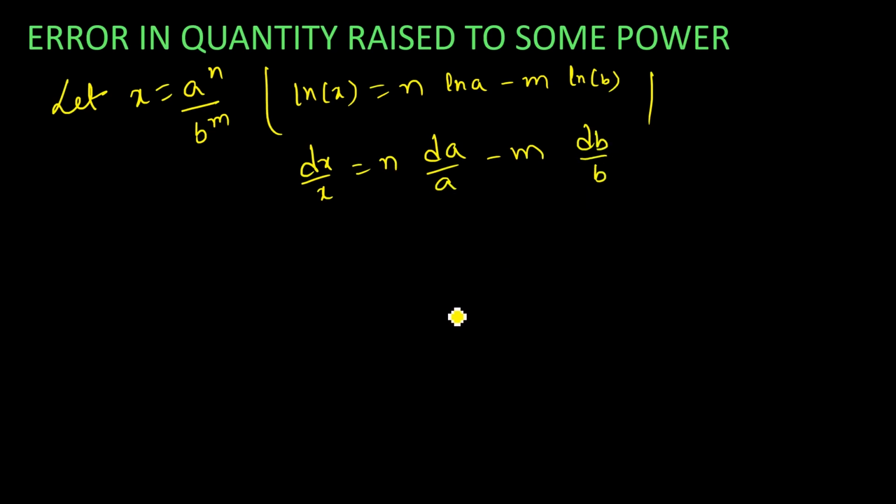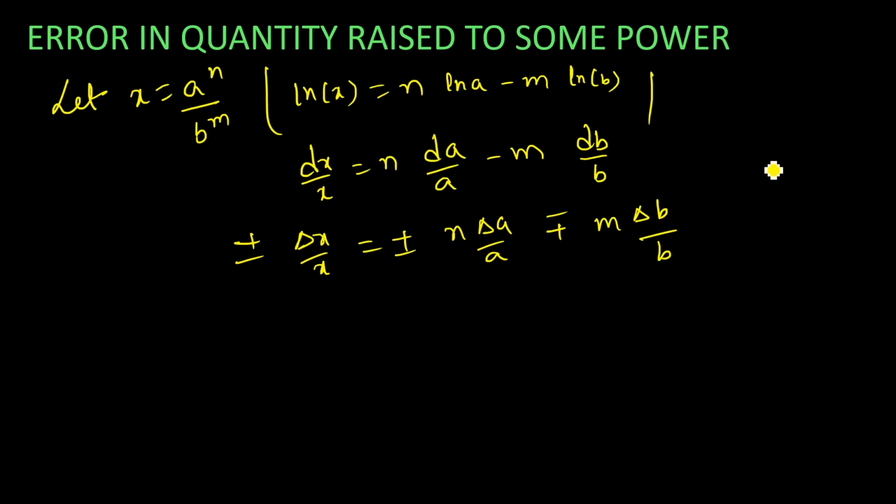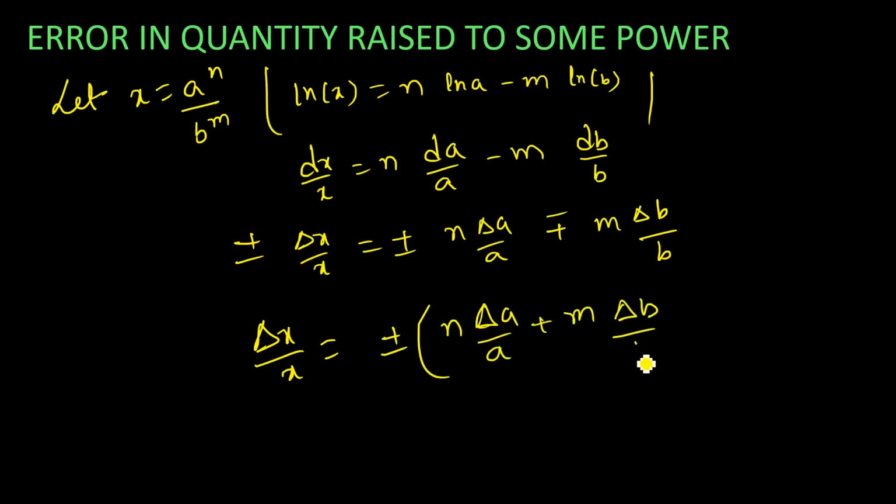Now if you convert this into fractional error, delta x by x equals plus or minus n into delta a by a, plus or minus m into delta b by b. Then the maximum value of delta x by x equals plus or minus n into delta a by a plus m into delta b by b.